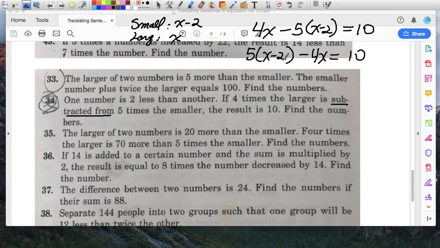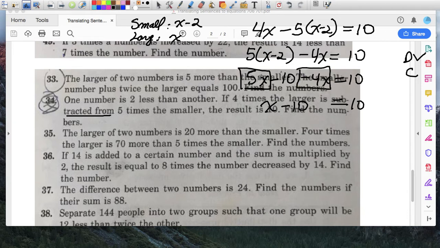I have to do the distributive property, so I'm going to get 5x. 5 times 2 is 10. Minus 4x equals 10. Distributive property done. Combine like terms. Yes, I do. 5x minus 4x is just x. Minus 10 equals 10, right? So I combine this guy over here with this guy over here. 5x minus 4x is x. Minus 10 equals 10.